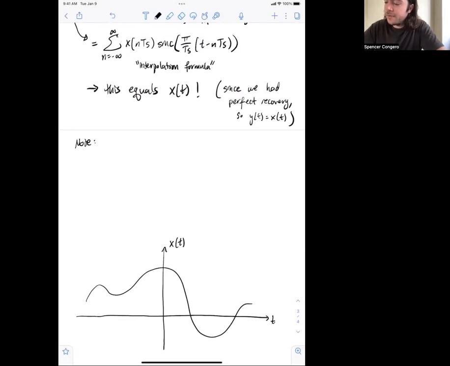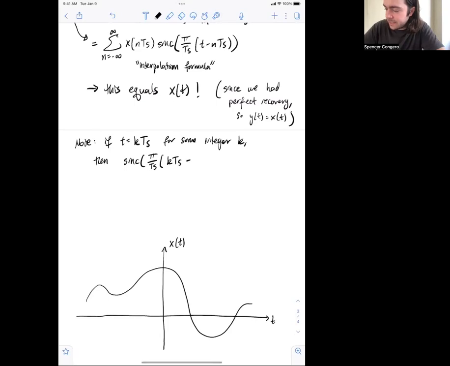We want to look at what's happening at these sinc functions at these places n t sub s, because that's where these x values are going to come from. So if t is some integer k times t sub s, then sinc of pi over t sub s, when I plug in that k t sub s for t, what does this equal? Well, the t sub s's cancel, and I just get sinc of pi times (k minus n).